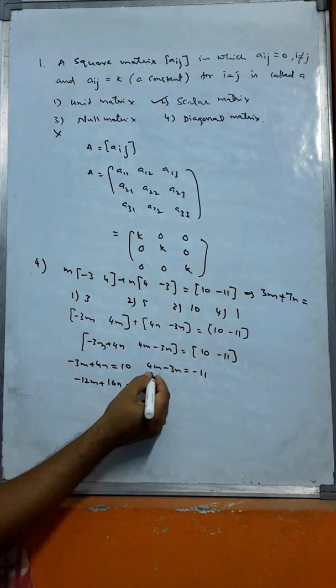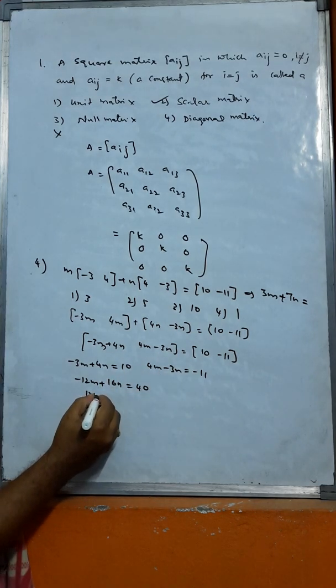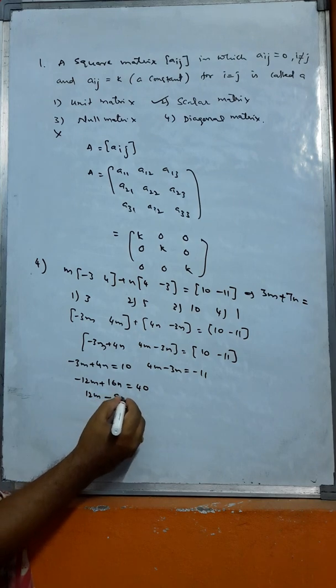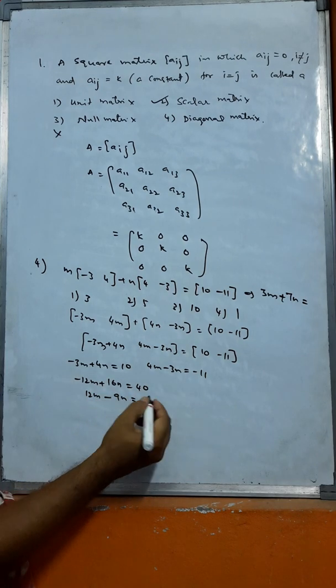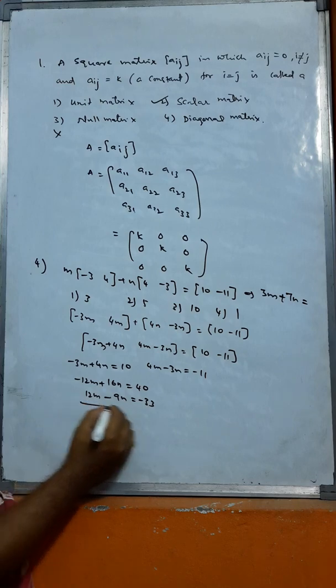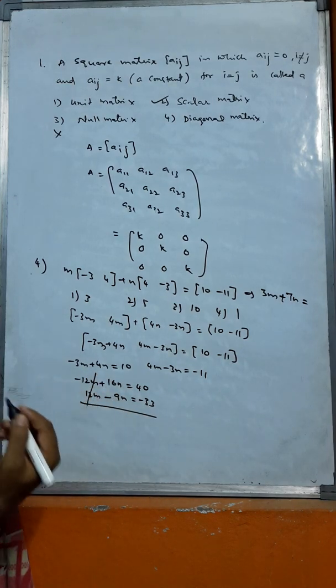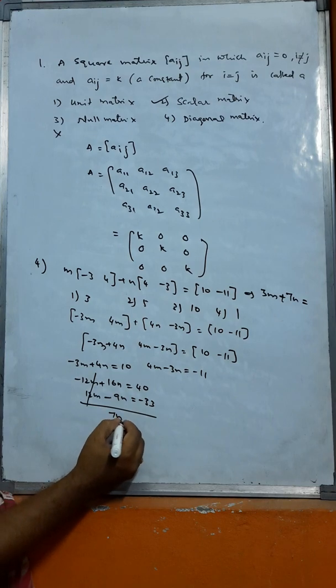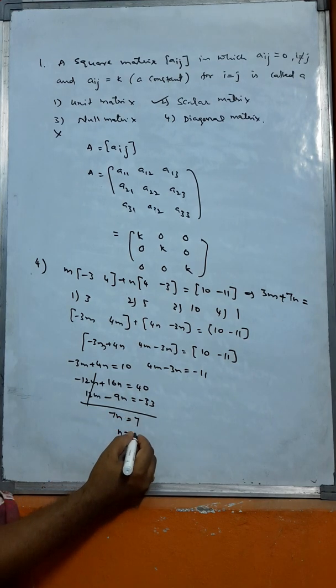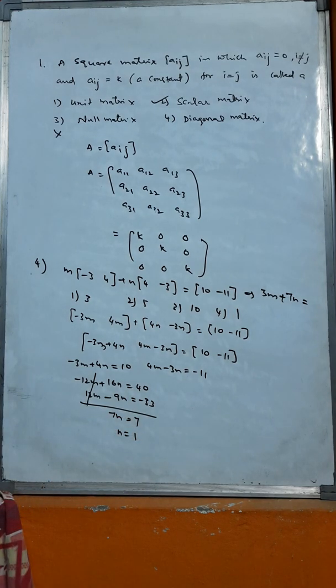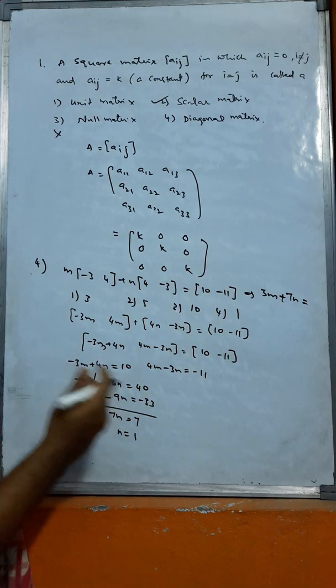So here multiply with the 3, so 12m minus 9n is equal to 3 minus 33. So if we add these two, the m terms get cancelled, and 16n minus 9n means we will get 7n is equal to 7. So from this n equal to 1. So put the n value here.